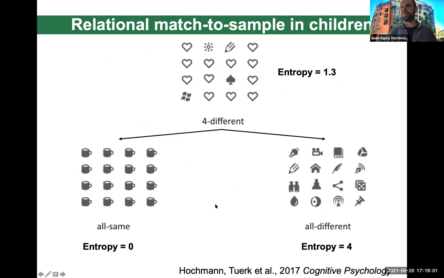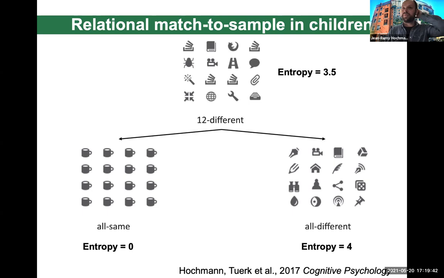And what's important to note here is that apart from describing this card as all the same, all different, or four different, 12 different, etc., you can measure the degree of variability within these cards. And this is what this measure of entropy is doing. When all the icons are the same, the entropy is zero. When you have 16 different items, the entropy is four. And when you have a variability of same and different icons, you have intermediary entropy. This is what you get with 8 different icons and 12 different icons.